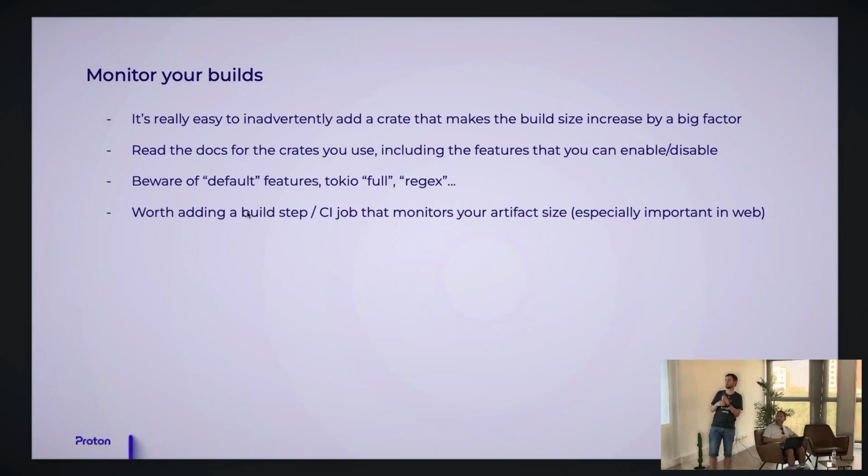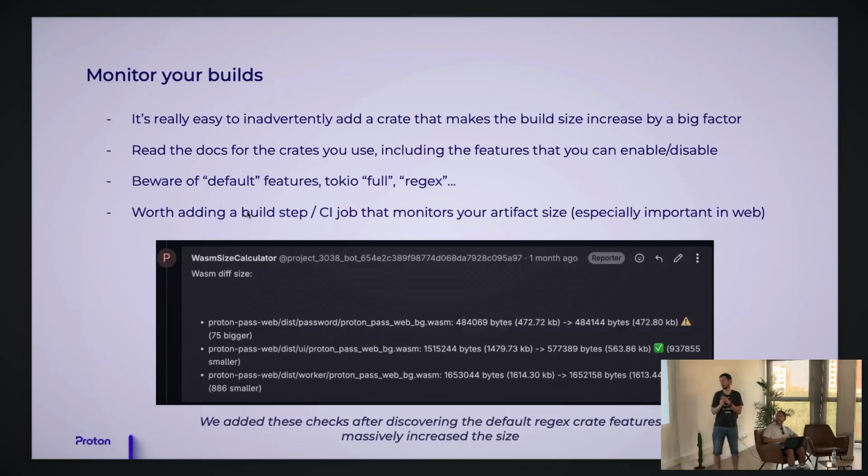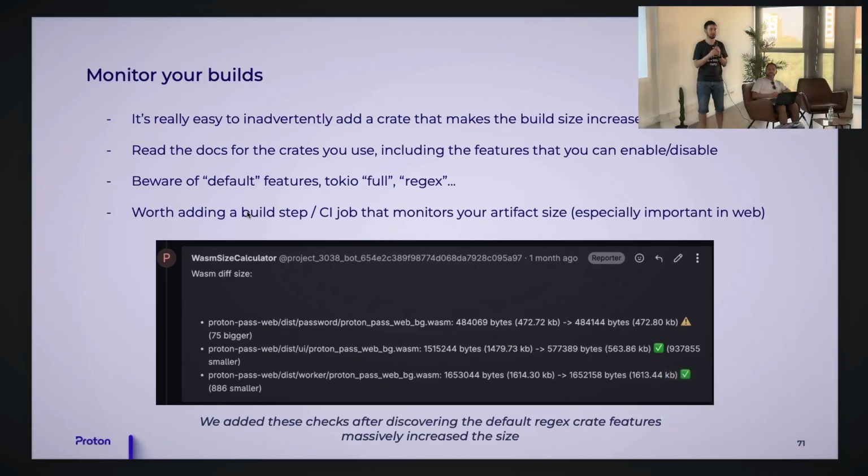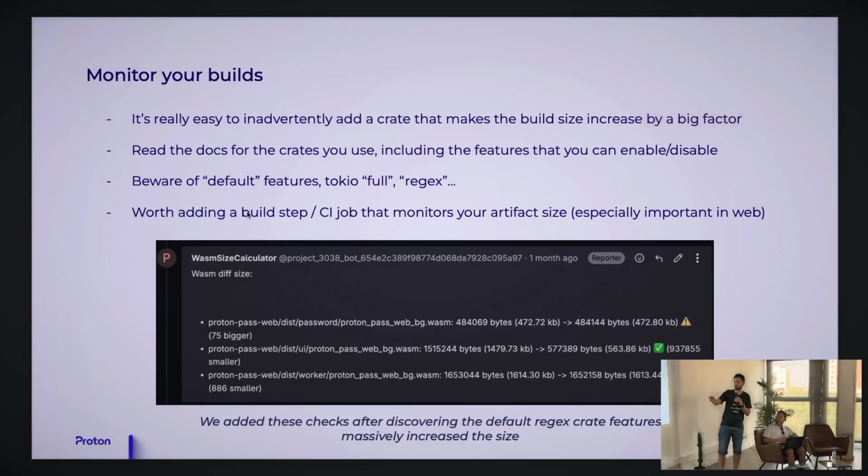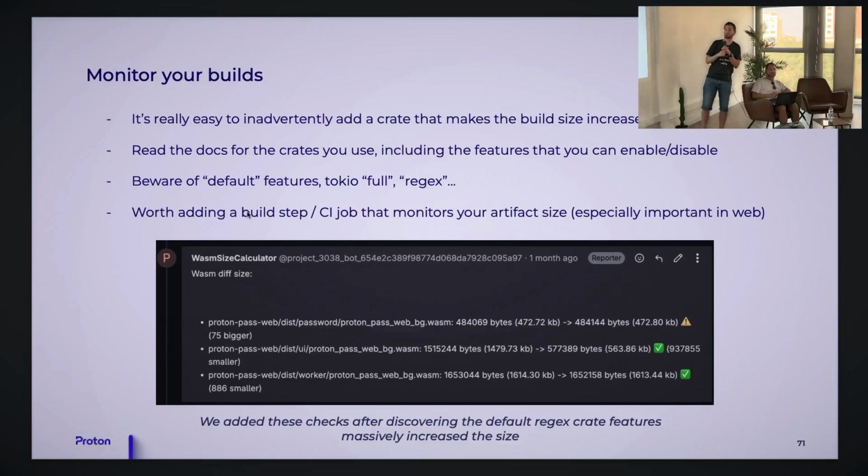Also, it's worth adding a builds tab or a CI job that monitors the artifact size and, if possible, the size change on each merge request. Here we can see the thing that we added on our internal CI, which, as we can see, just by tweaking the regex crate flags, we were able to go from 1.5 megabytes to 500 kilobytes, which may not seem like a lot, but it's a 3-time increase when we added it that we just didn't realize. And the regex crate was the main reason that we added this. Also, if you are including Tokio as a runtime, you probably don't need to include the full variant. Just import what you're using, because it will help keep these sizes down in the end.